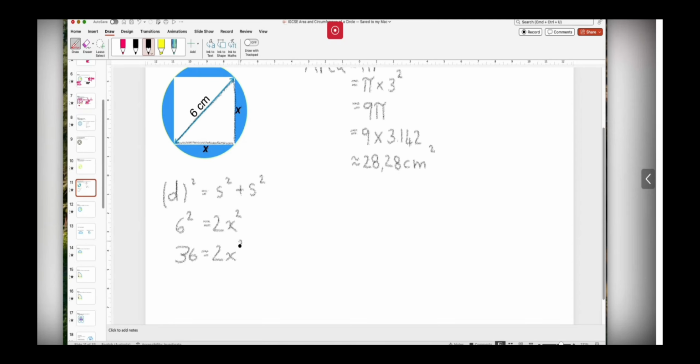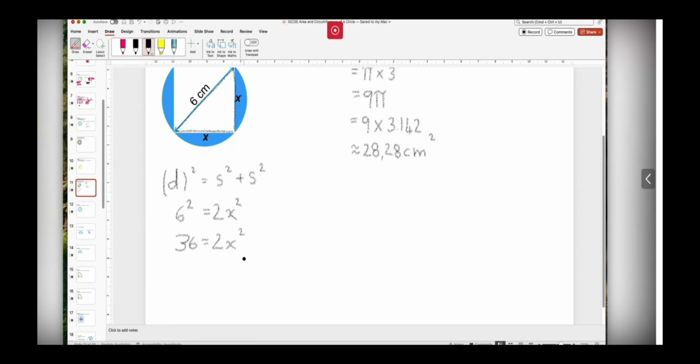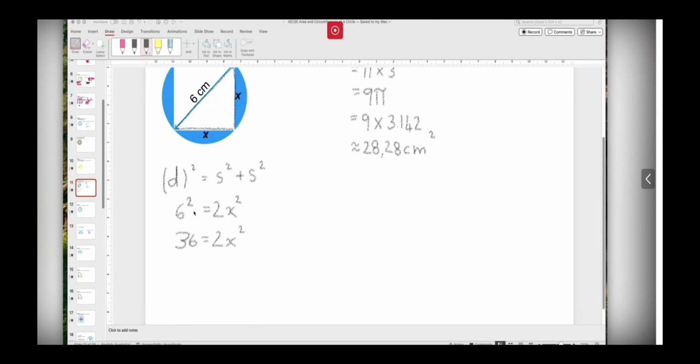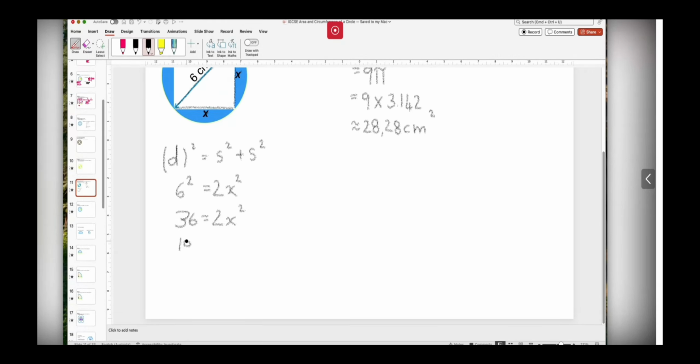Now we want to isolate for x. So what are we going to do first? We are going to divide both sides by 2, right? So then we have x squared is equal to 18. Now we want to get rid of the square. How can we get rid of the square? We add a square root. Now the square root and the square will cancel out. Whatever we do on the one side, we have to do on the other side as well. So that means that x is equal to the square root of 18.